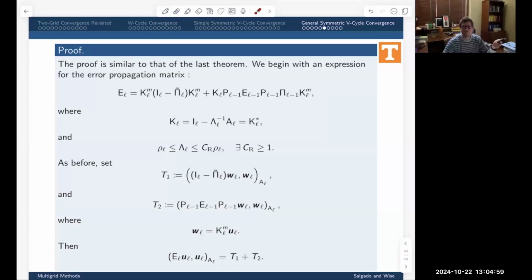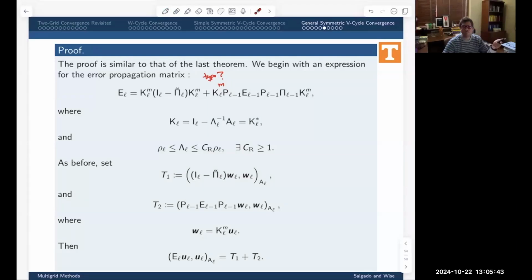We're going to begin with an expression for the error propagation matrix. We showed way back in the beginning of chapter 5 what this looks like in terms of symbols. So E_L has a part which looks like the error associated to the 2-grid method, plus the error related to everything else. And I think I may have a typo here. It looks like I'm missing the factor of an M here. Is that a typo? I think it is. I think there should be an M on that.